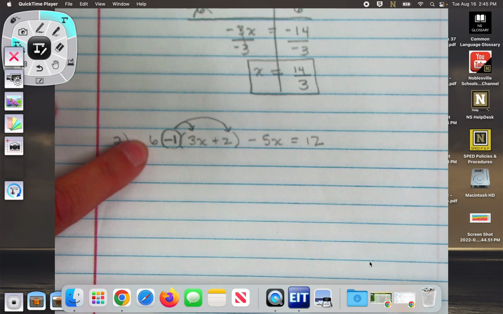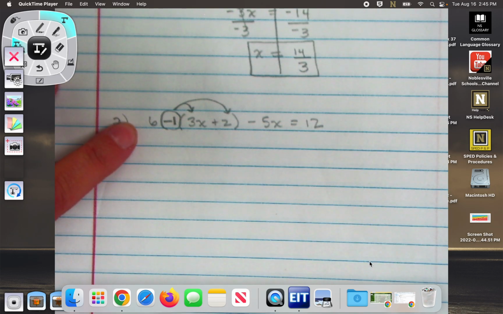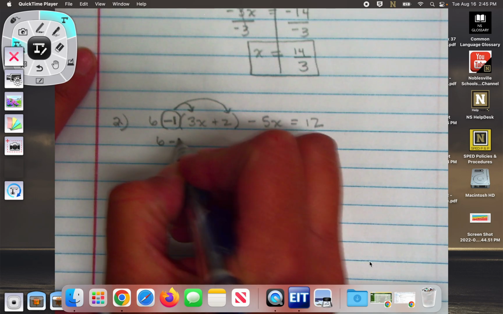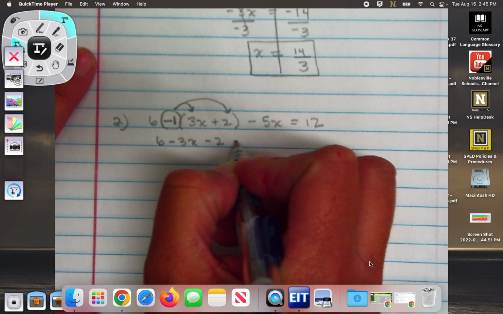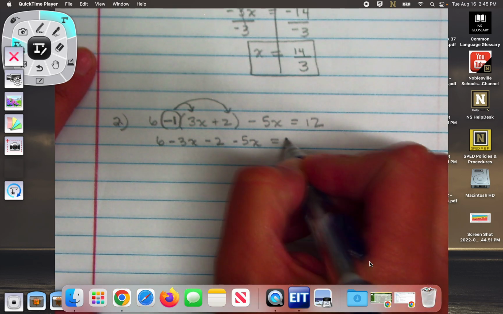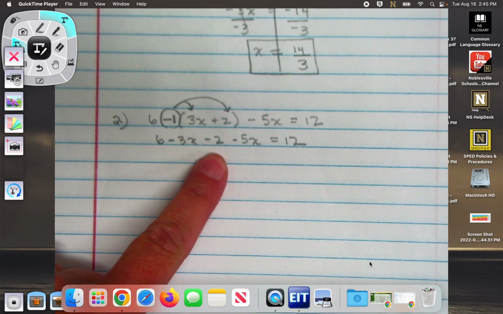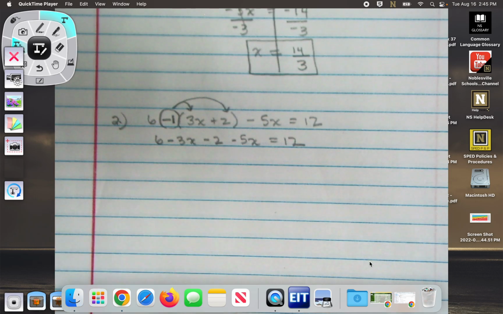Okay, so now we're going to distribute. So I get 6, I get negative 3x minus 2. If you're going to make a mistake in equations, it's going to be with distributing those negatives. Because somewhere along the way, you lose a millisecond of concentration, and then those negatives and positives are mixed up.